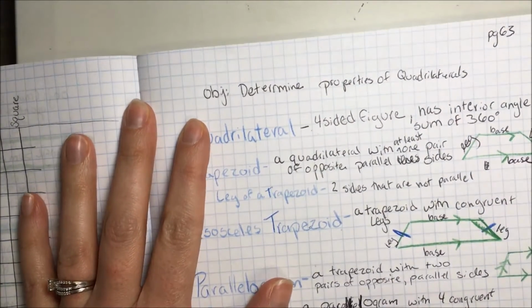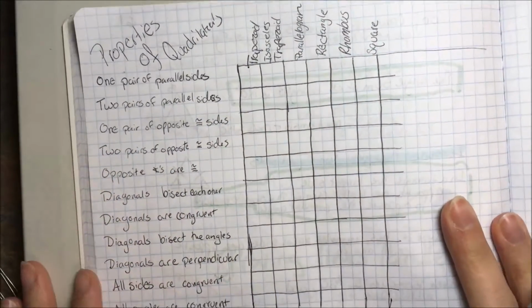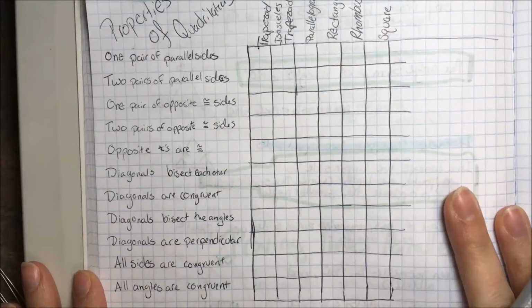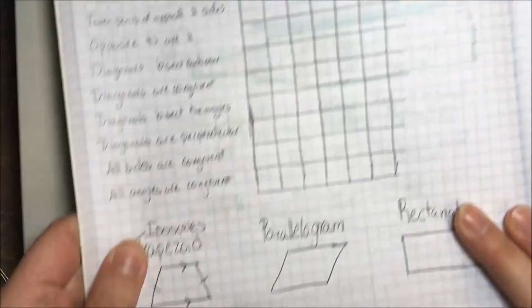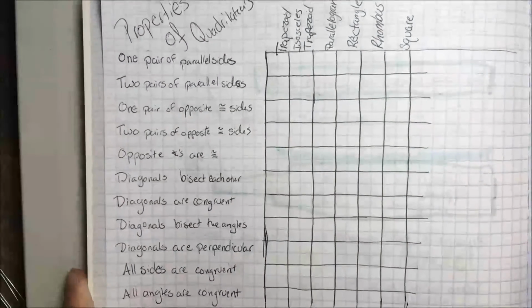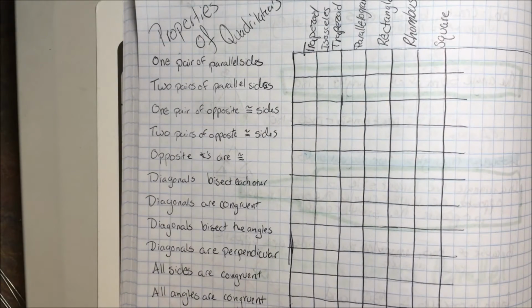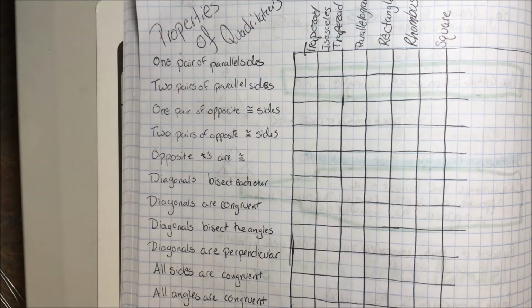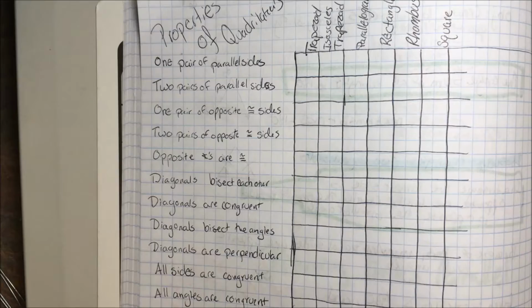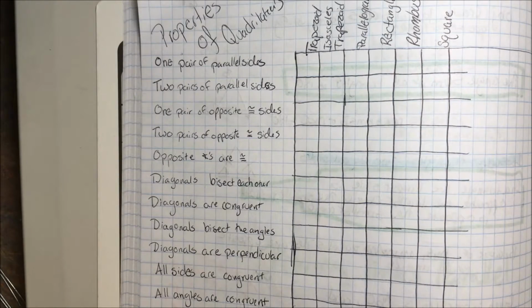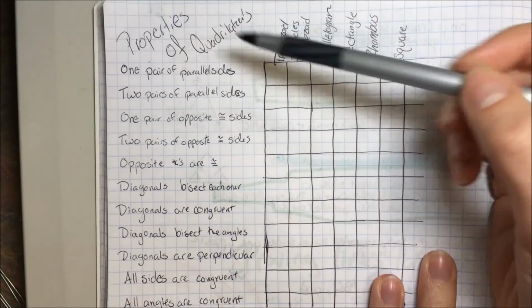So, same objective, determine properties of quadrilaterals. I'm going to go right over here on page 62. And this, I would say, takes up about 60% of the page, this nice little chart here. And what I'm going to do is I'm going to leave the chart on my screen and slowly walk through what each little thing says. And then you can pause the video as you need to make your own chart. So this chart is called Properties of Quadrilaterals.